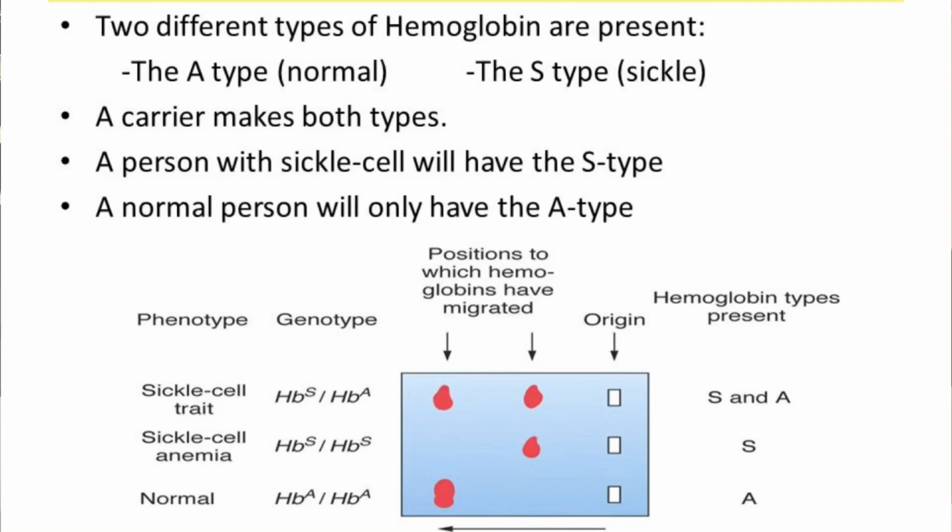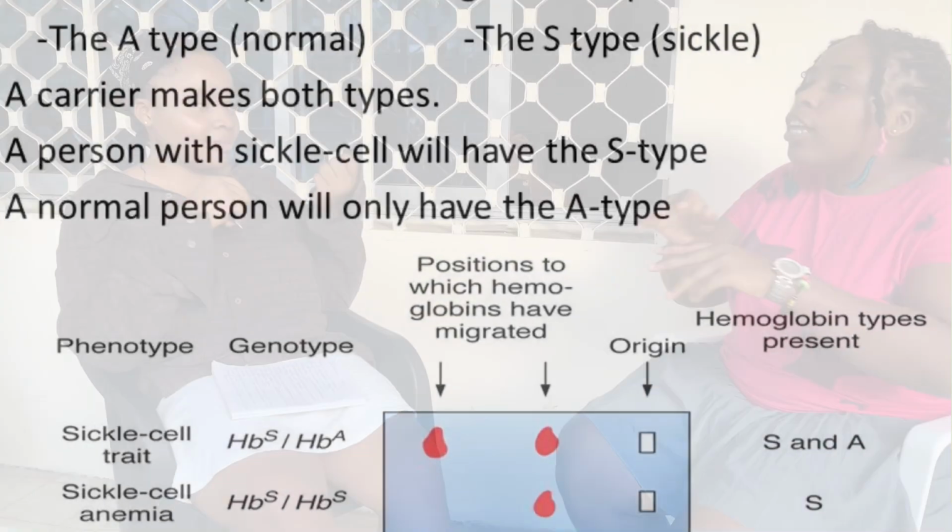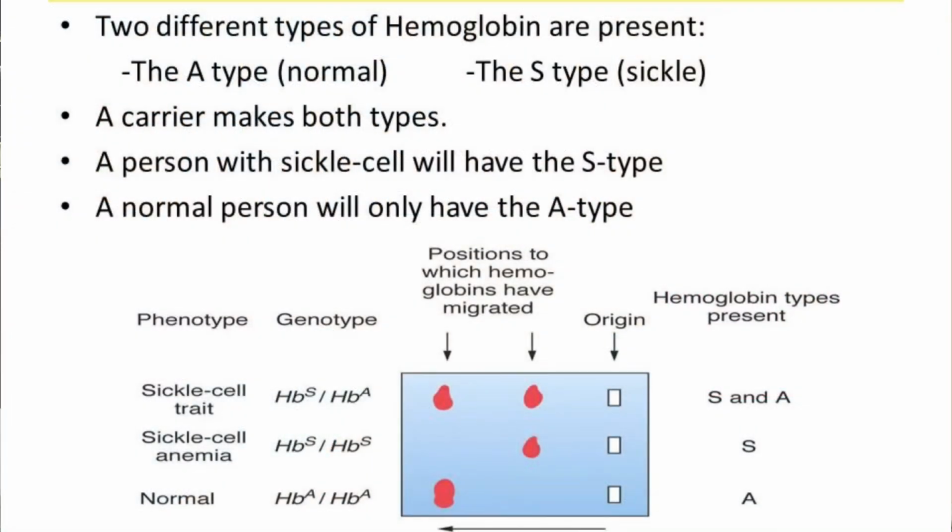SS means you have two S genes. You have the complete sickle cell gene. AS means you're a carrier. So SS, you're a sickler. AS, you're a carrier, and AA, you're normal.